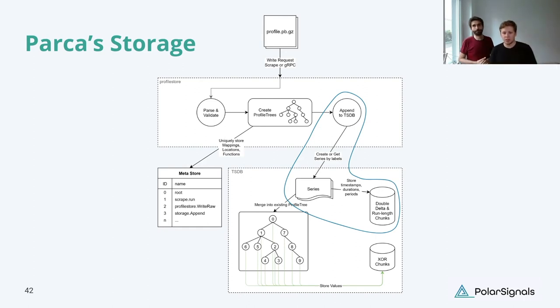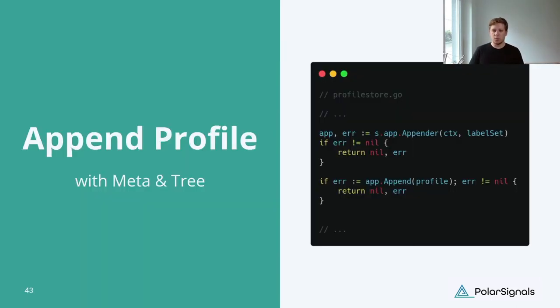Exactly. Okay, so how do we actually append those profile trees into the Parca TSDB? First of all, we do that by creating an appender based on the label set. And that label set gives us a specific series, or creates it if it didn't exist yet. And once we have that appender, we can then give that appender the profile to do its magic.